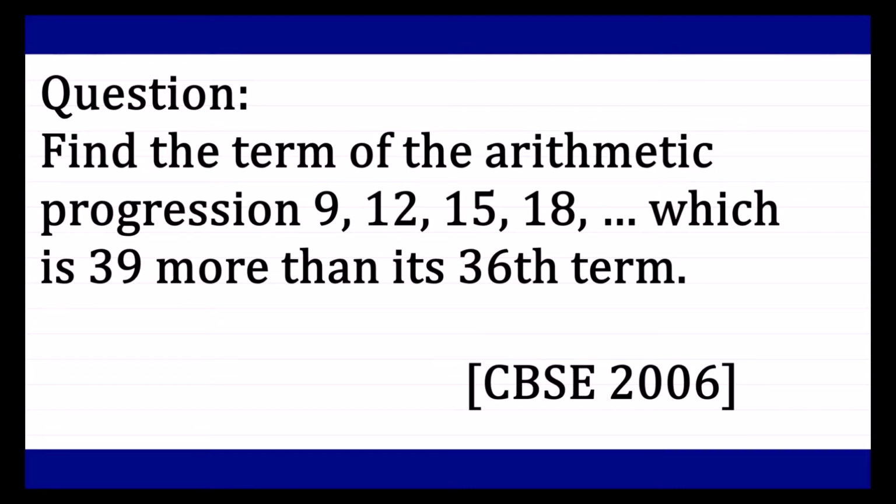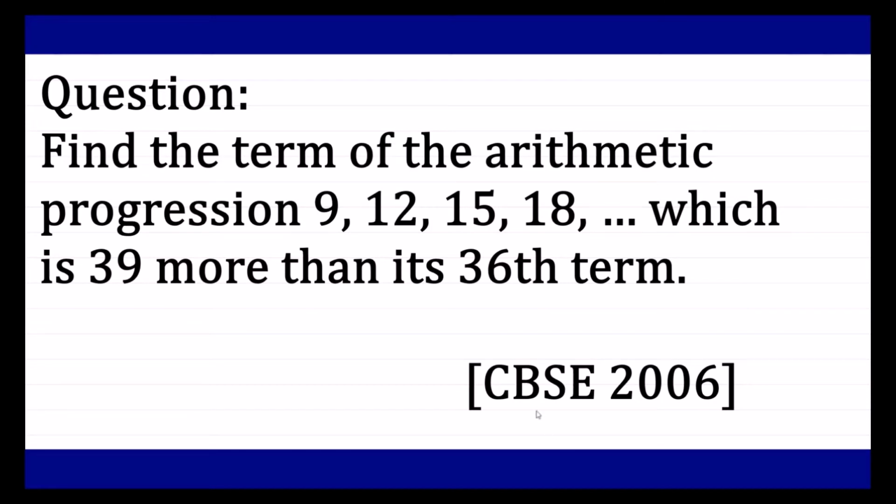So guys, as per this question there are two parts. First, we are going to find the 36th term, and once we find the value of the 36th term we are going to add 39 to it, and then we are going to determine the nth value for this term which we will get after adding 39. Because as per the question, it is saying which is 39 more than its 36th term.